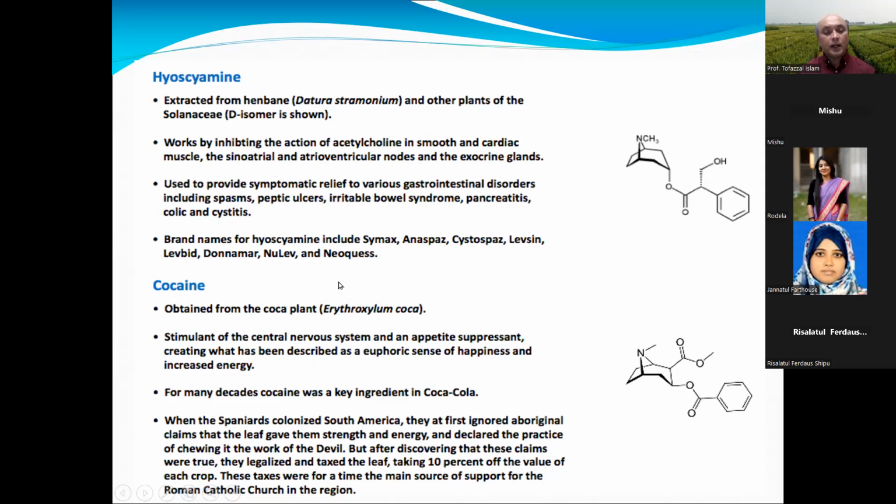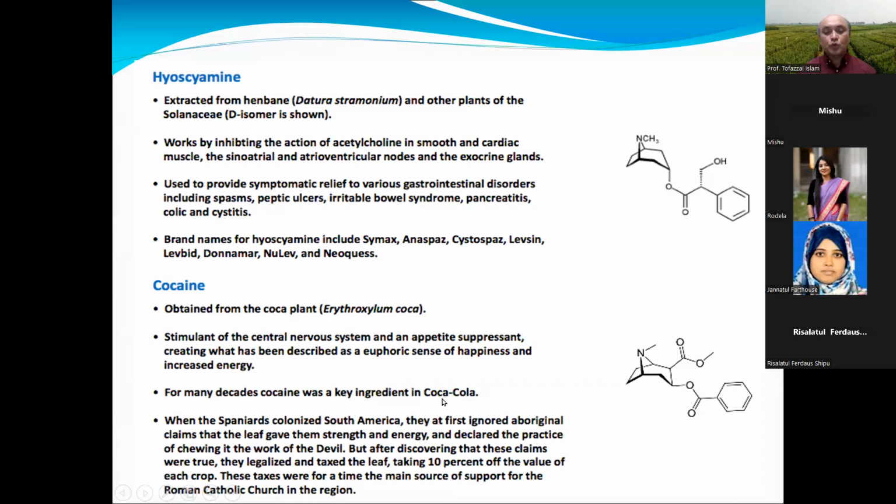Cocaine is a very well-known alkaloid, which is obtained from the coca plant, Erythroxylum coca. This is the structure of cocaine, and it has a polycyclic structure. It is a stimulant of the central nervous system and an appetite suppressant. It can suppress the appetite, creating a euphoric sense of happiness and increased energy. So it has a huge neurostimulating effect.